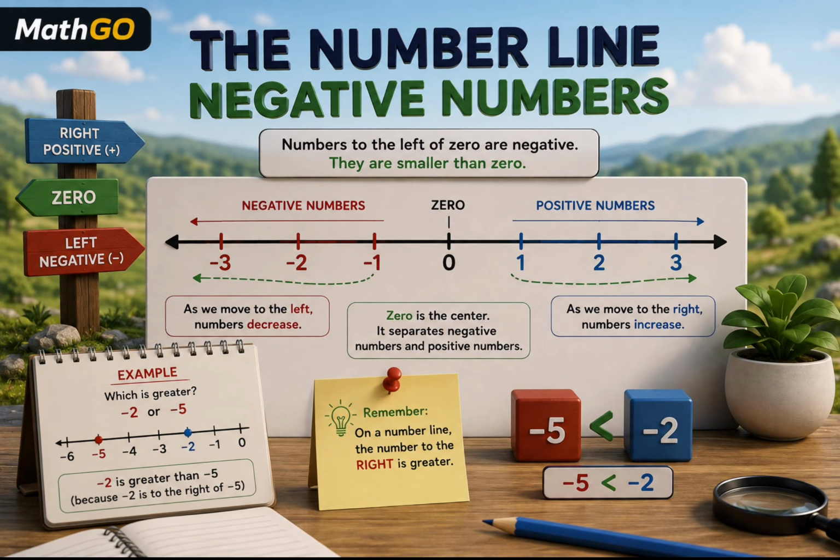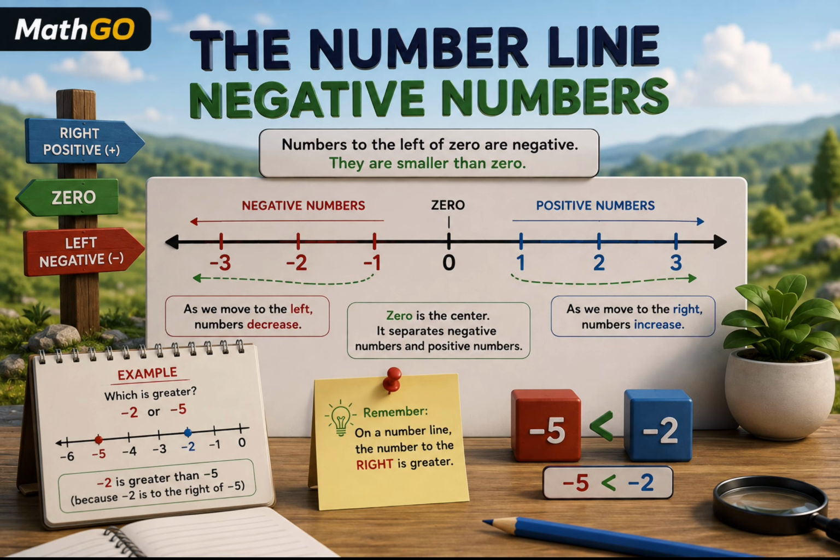Let's start with negative numbers. Imagine checking the temperature on a very cold morning. The thermometer shows -3 degrees Celsius. What does the negative sign mean? It tells us that the temperature is below 0. Now look at the number line. Negative numbers are positioned to the left of 0 and positive numbers are positioned to the right of 0. And 0 sits between them.